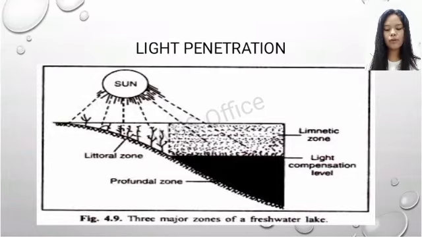Next is the profundal zone, which is a deep zone of an inland body of freestanding water. Next is the limnetic zone, an open or well-lit area of a freestanding body of fresh water. Last is the light compensation level, at which light penetrates in aquatic biomes. It is generally about 1% of full daylight.